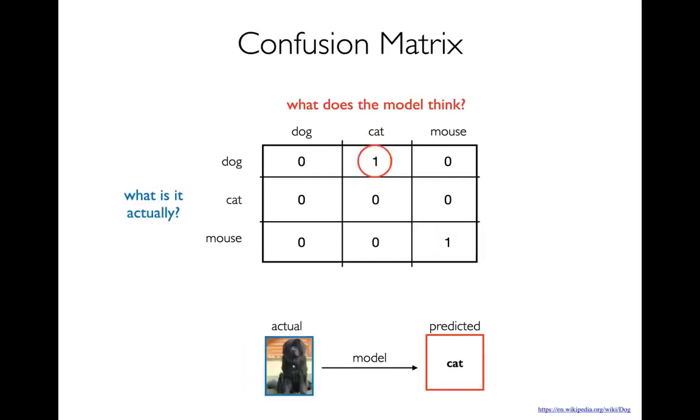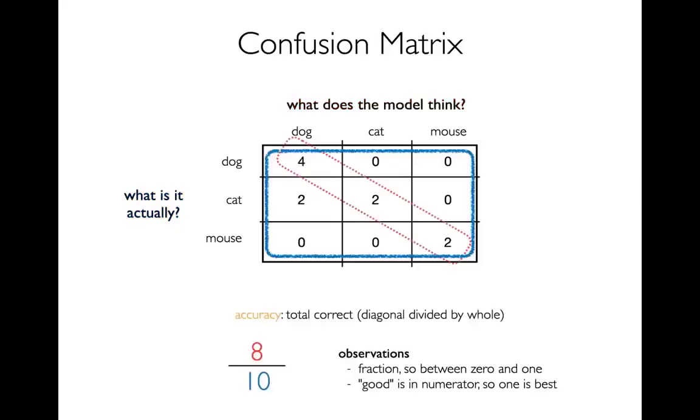Here's an example of a wrong decision. If our model took a look at that picture, which is clearly a dog in need of some grooming, and it predicted it's a cat, then we go to the dog row because it's actually a dog, and the cat column because that's what was predicted, and increment that. And we might do this over our whole data set, and we have a bunch of numbers there.